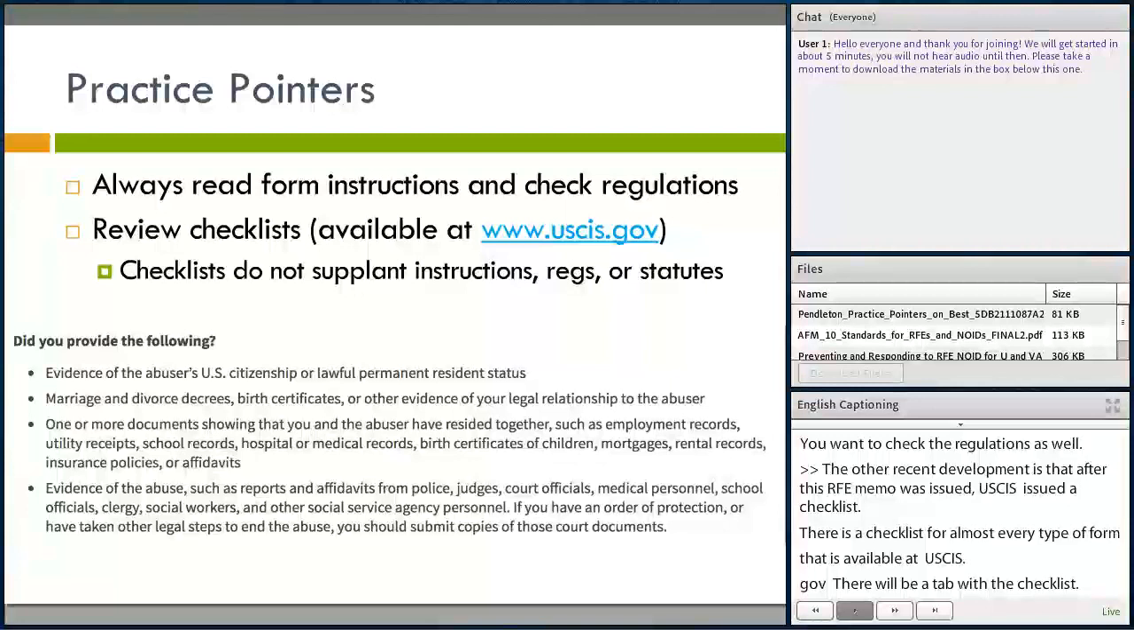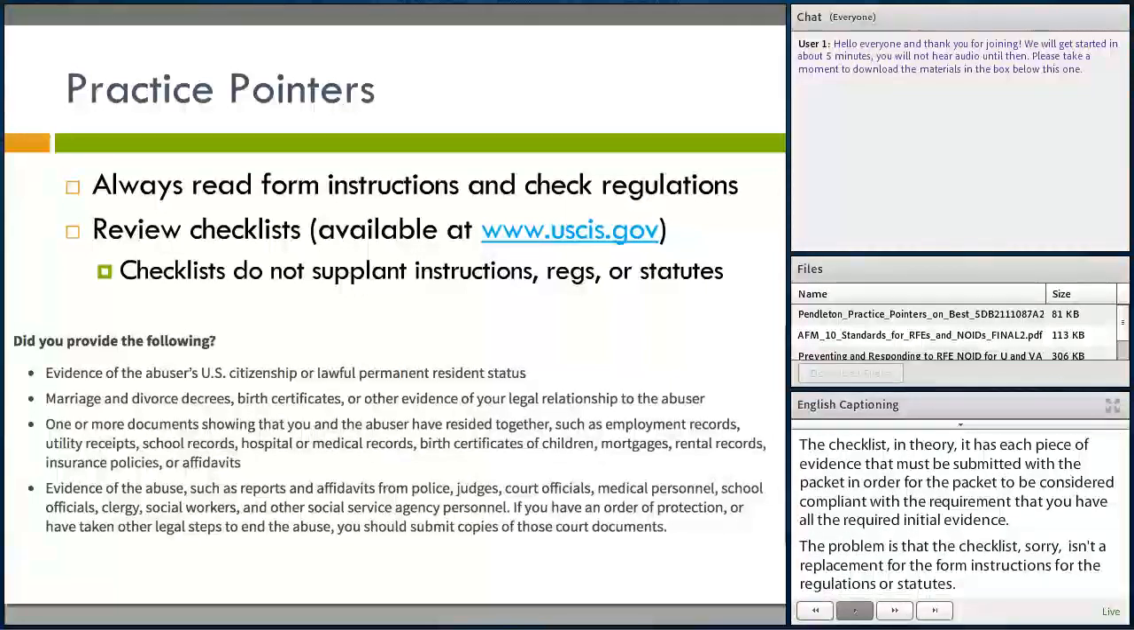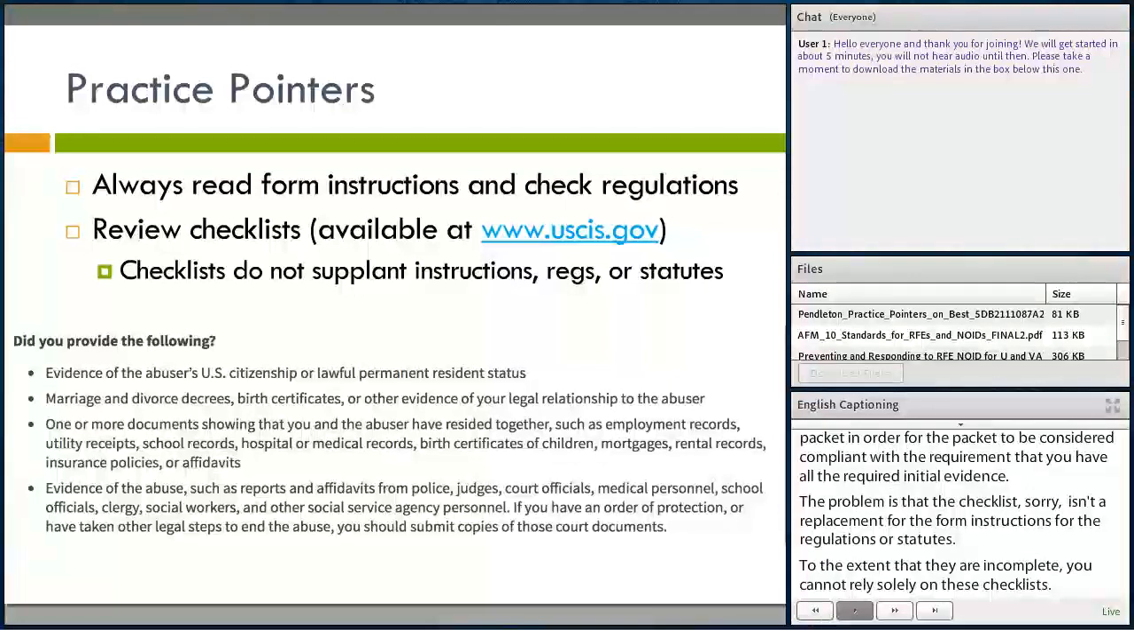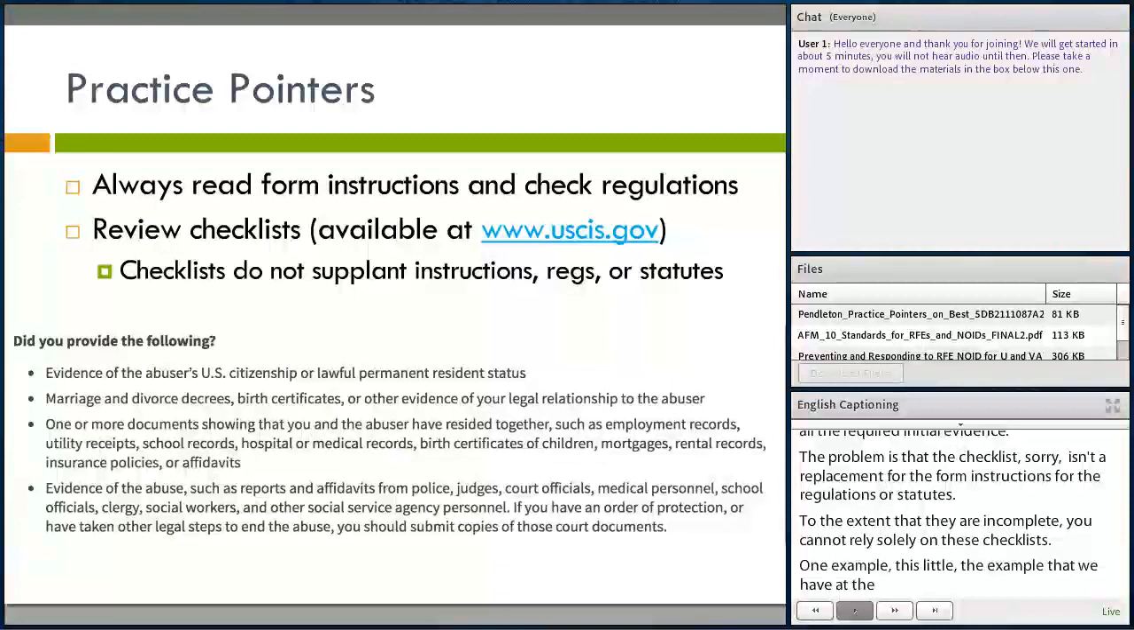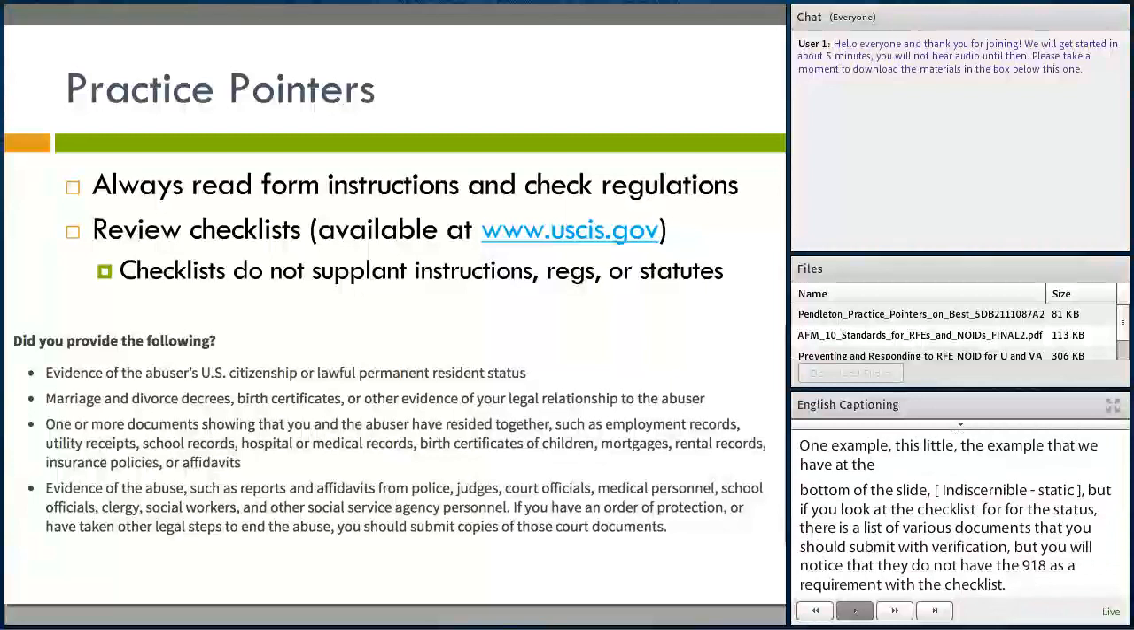The problem is that the checklists aren't a replacement for the form instructions or the regulations or the statutes. So to the extent that the checklists are incomplete, you can't rely solely on these checklists. One example is this little example that we have at the bottom of the slide for VAWAs. But if you look at the checklist for the I-918 for U nonimmigrant status, you'll see that there's a list of various documents that you should be submitting, like the certification and things like that. But you'll also notice that they don't have the I-918 as a requirement in the checklist. But of course, if you're filing a U visa application, you absolutely must include the Form I-918, right?